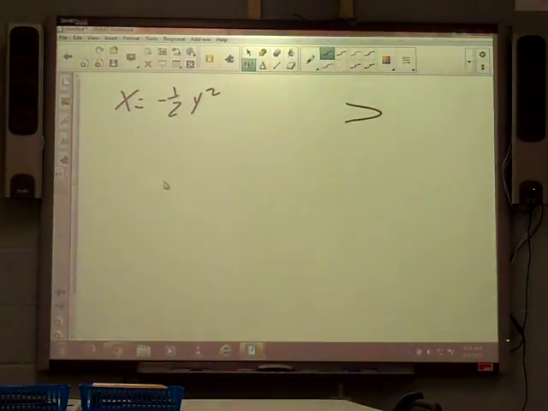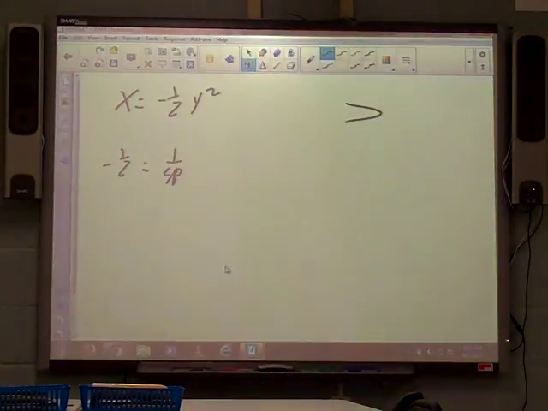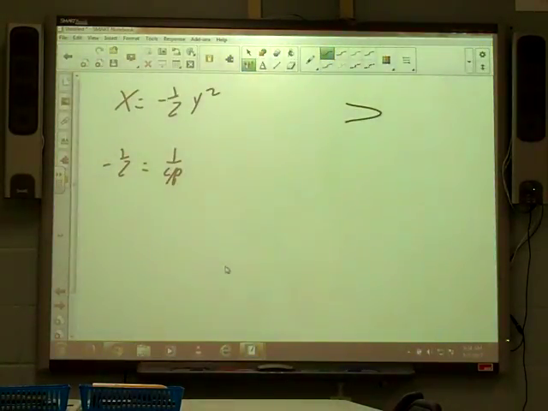Alright, focus and directrix. Same thing, we're going to take negative 1/2 and set it equal to 1 over 4p. Anytime you got focus or directrix, you're going to be doing some 1 over 4p. Now I'm ready to cross multiply and solve.